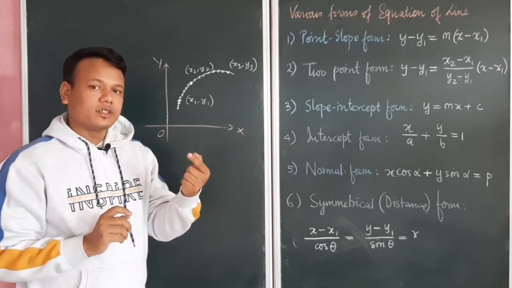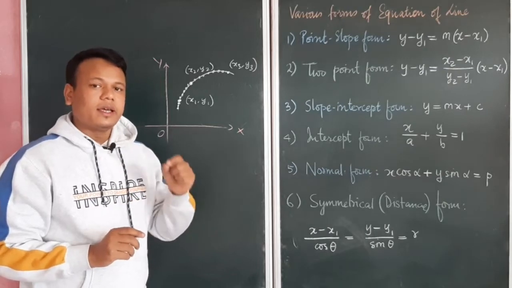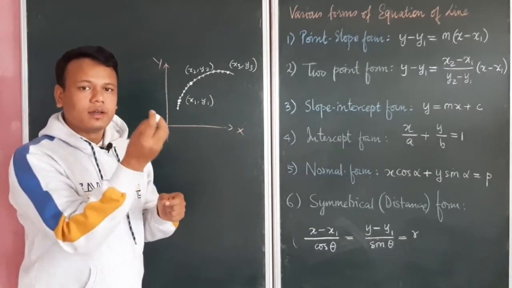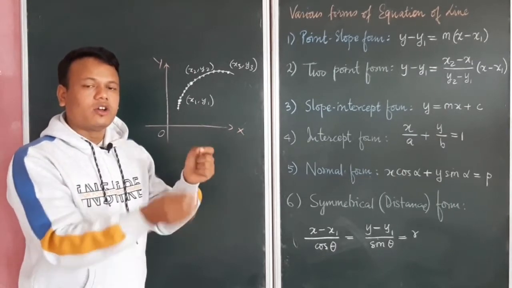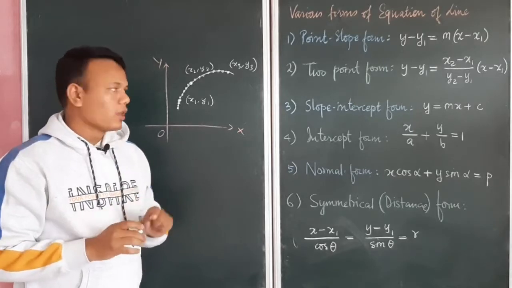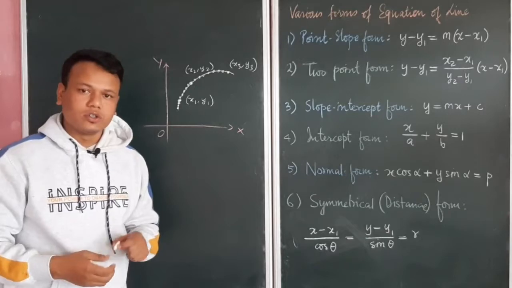So if anybody asks you what do you mean by equation of any curve, then you have to say that equation of any curve is the relationship between the abscissa and ordinate for that particular curve. Alright, so that's what you need to say. So that's all about equation of any curve. Now let's go back to our work, that is equation of a line.